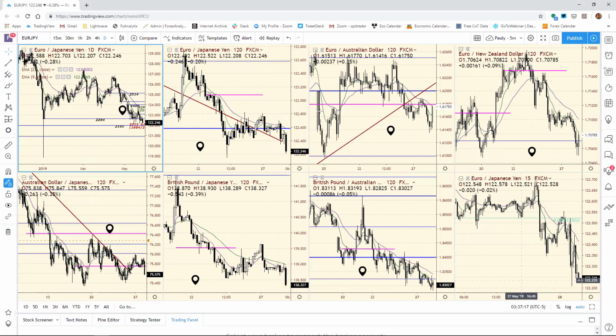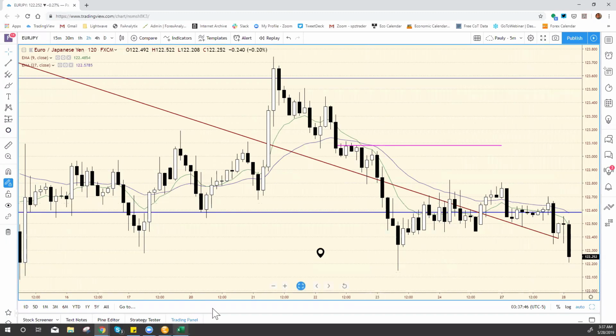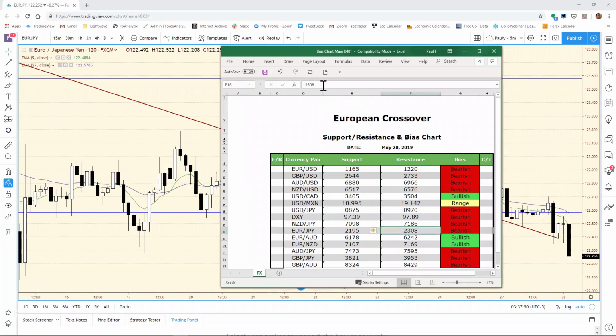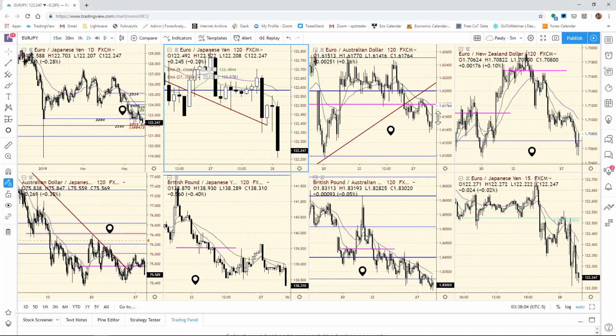Let's take a look at resistance. For right now, it'd be there, 22.65. Here comes the Aussie popping back up. Euro Aussie here after that dip.